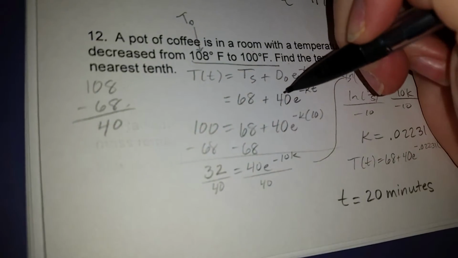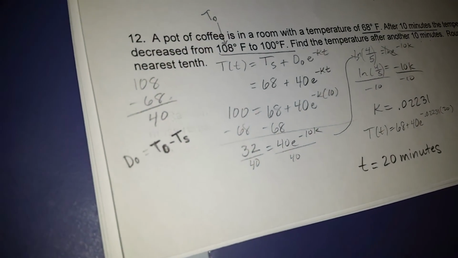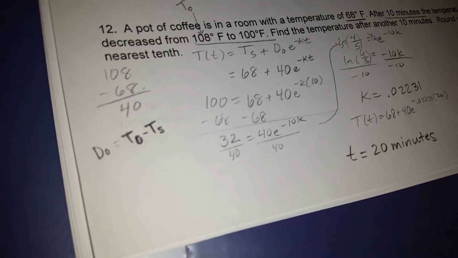So you are going to take your initial temperature, T sub 0, subtract 68, which is the room temp, and that's going to be 40. So that's your D sub 0. Another way you can think of D sub 0 is the initial temperature of the object minus the temperature of the surroundings, because it's the difference between those two. All right, so you should get 40.